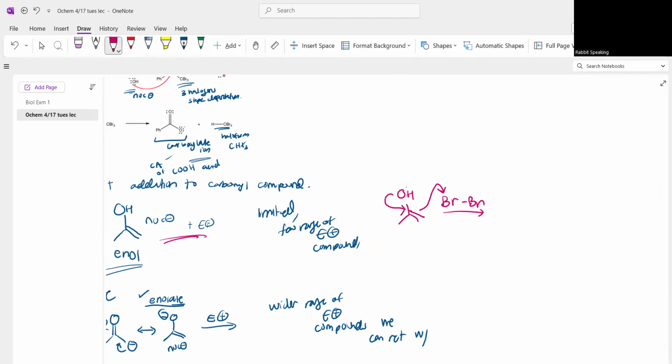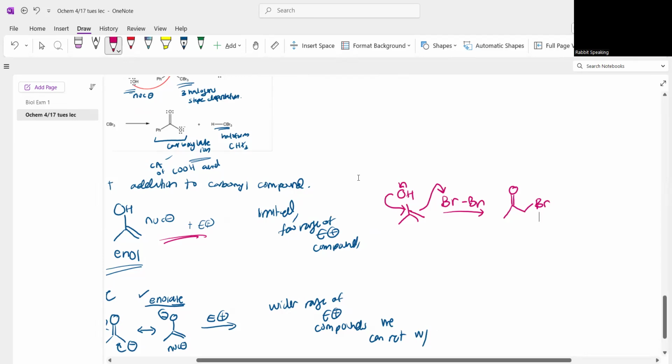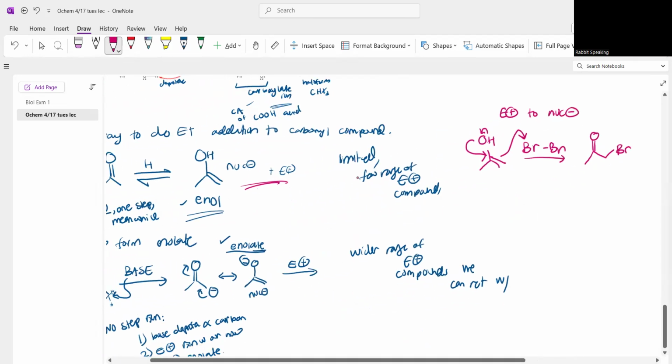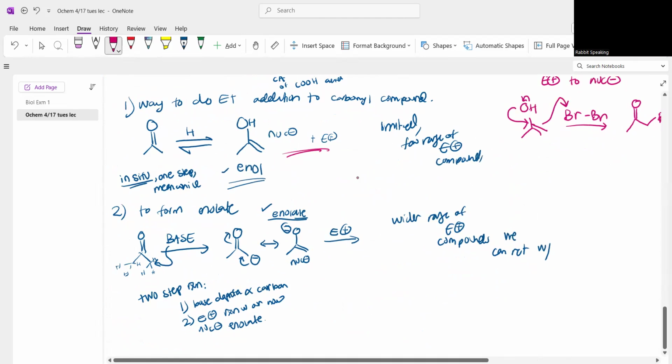And then we'll deprotonate itself, drop out H plus, and we'll get C=O. And then we've also had Br attached. And that's kind of how you add an electrophile to a nucleophile. Okay. And then going through the nucleophilic reaction over here.